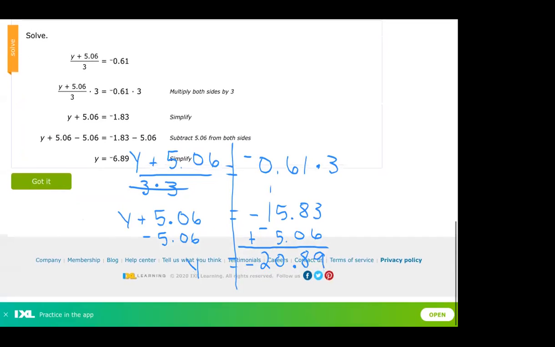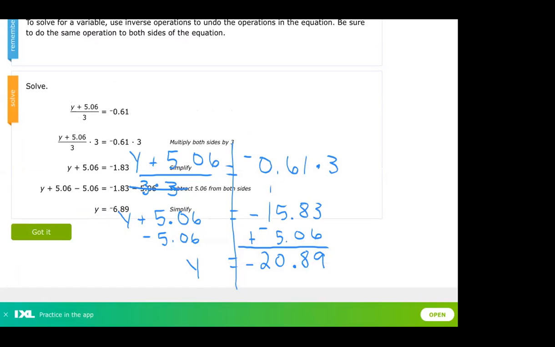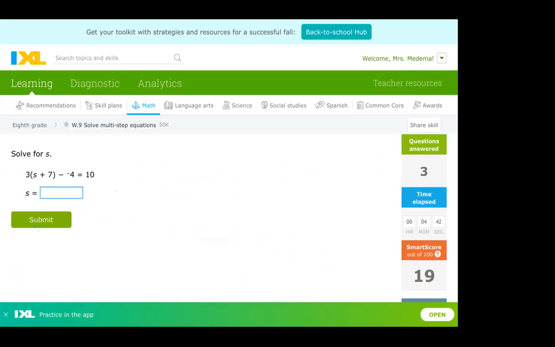My multiplication was wrong, so I must not have cleared out my calculator. Okay, remember, take a screenshot of that. Remember that one for next time. Oops, there we go. Okay, continuing.